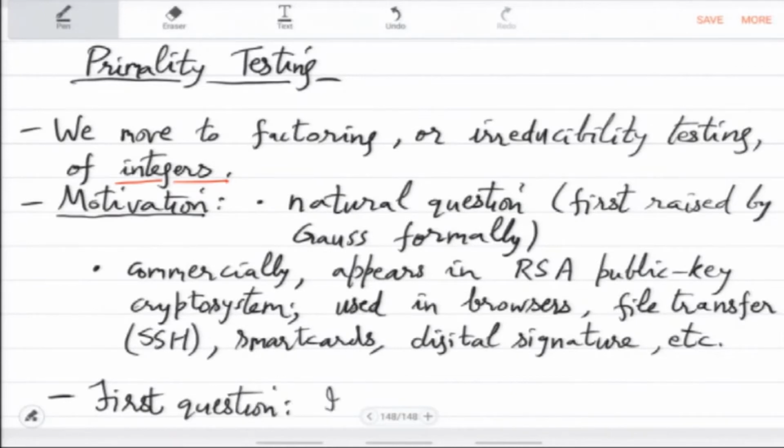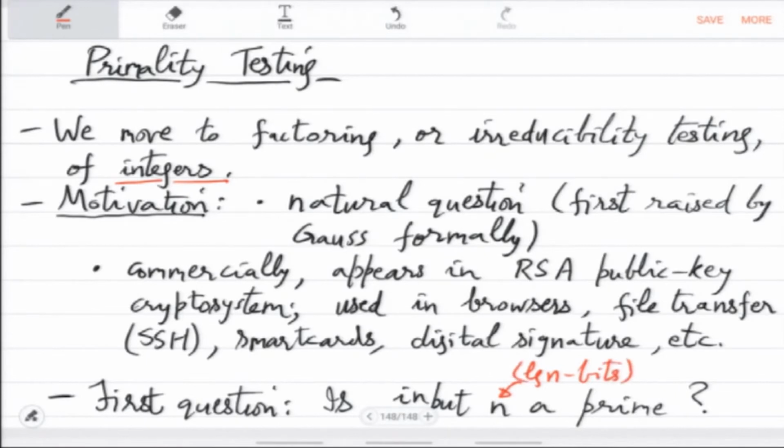Is input n a prime? And this input will be given obviously in binary. So you are given log n bits. So for L bits, you are able to represent a number as large as 2 raised to L. So for 100 bits, you are representing something as big as 2 raised to 100, and for 1000 bits, something as big as 2 raised to 1000. So you are actually working with extremely large numbers, and you are interested in their primality.